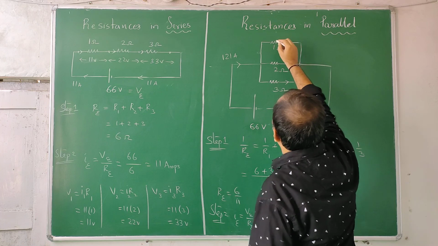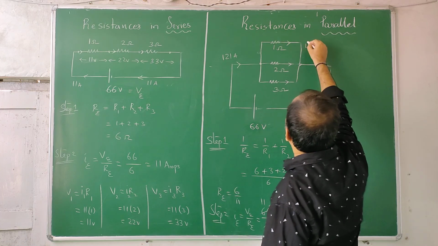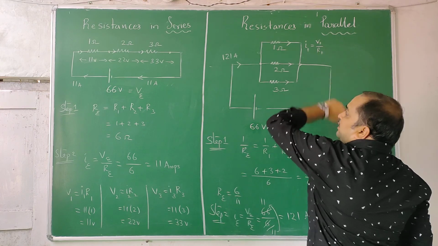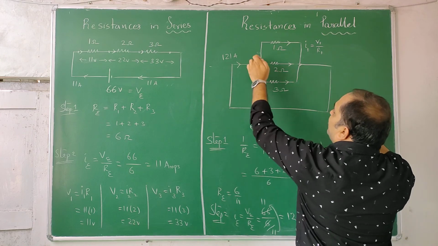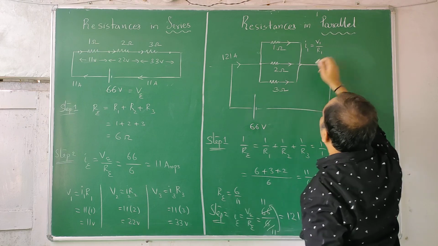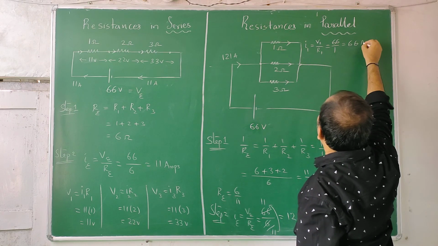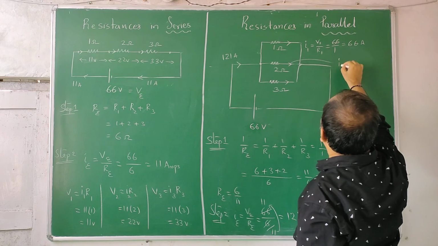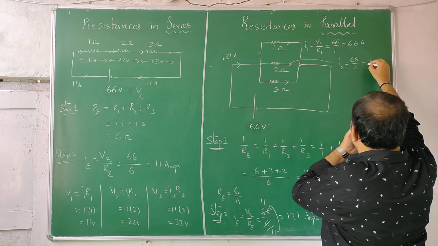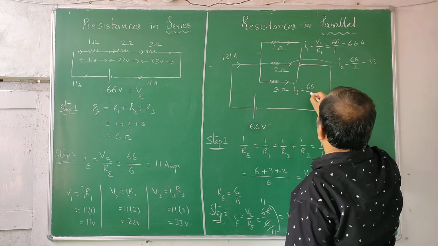This is individual resistor R1. Potential difference across this and this is 66 volts. So I1 is equal to V1 by R1. I told you in parallel potential will not split. So here at this end you will have 66 volts. At this end you have 0 volts. Difference is 66 for each of them. So it is 66 by 1. So 66 amperes. In second case, I2 is equal to 66 by 2, that is 33. In third case, I3 is equal to 66 by 3.